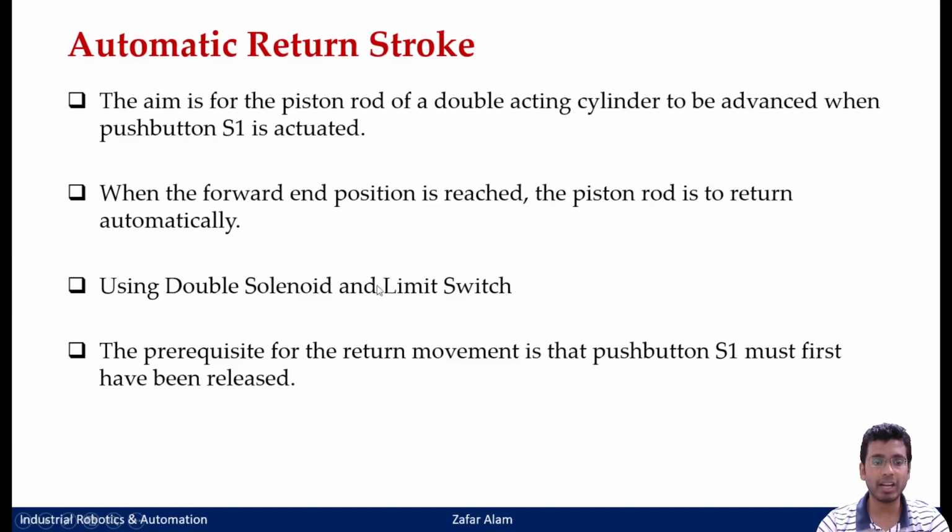Fine. Why a double solenoid? Because you are going to have a double acting cylinder. To actuate the double acting cylinder, one solenoid valve is required to extend, and the other solenoid valve is there to retract the cylinder back. Okay. Fine. Let us see how we are going to draw this circuit.